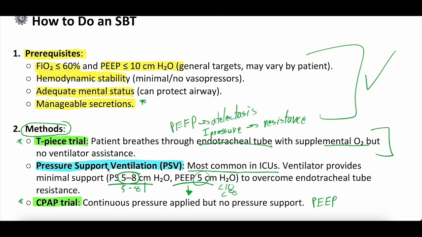And as you can see then, the difference between the pressure support trial and a CPAP trial is the CPAP trial just has PEEP. It doesn't have any of that inspiratory support. And a T-piece trial doesn't have PEEP or inspiratory support. You're just trying to suck air through that ET tube.